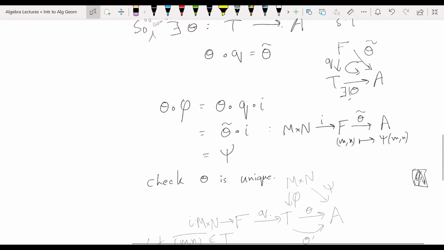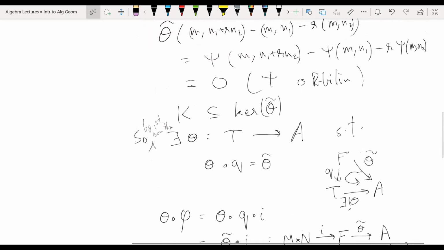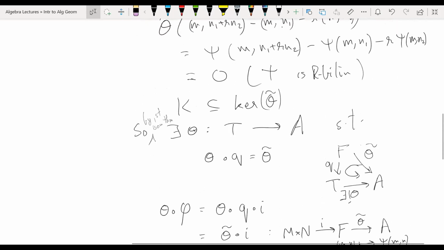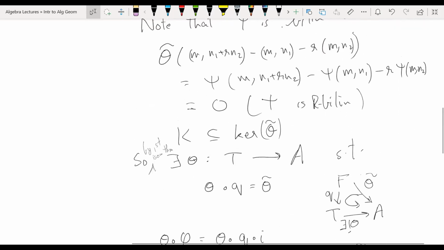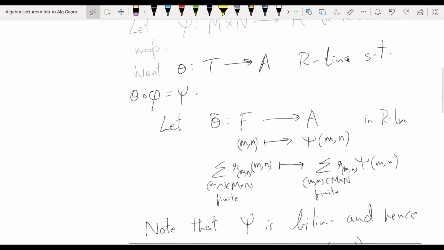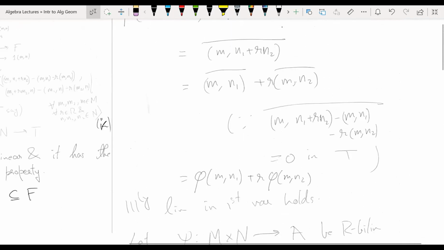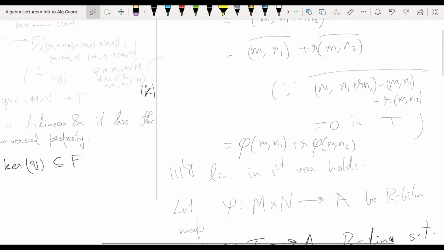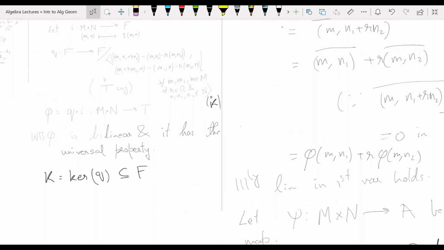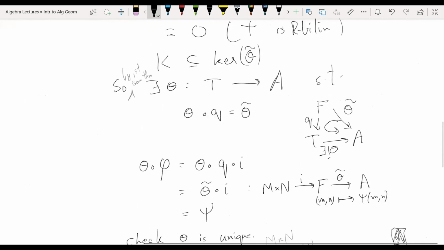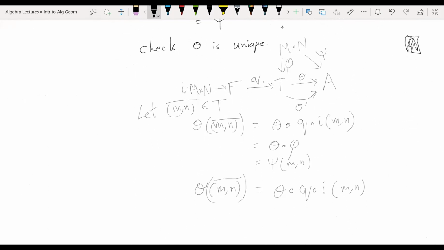So phi, what is this map? Phi is also something we constructed. So what is this map phi? Phi is this q composed I. So phi is q composed I, right? And we showed that phi is this map. So sorry, here it should be theta prime. So this is theta prime composed phi of m n.